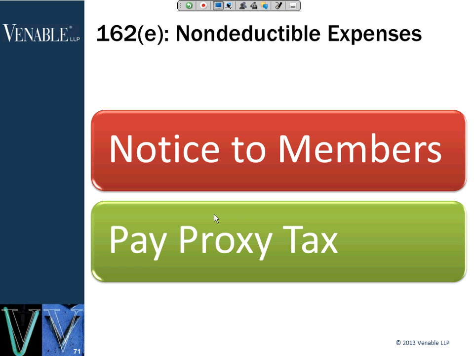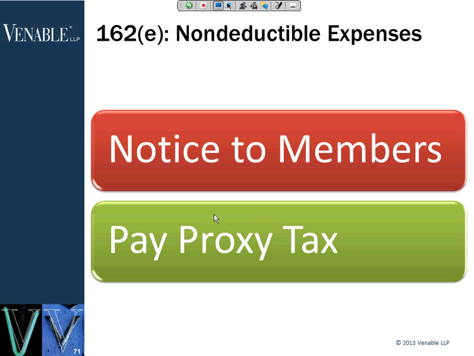If they don't provide this notice of non-deductibility to members, the organization is required to pay what's called a proxy tax to cover the amount of non-deductible expenses that their members are likely now deducting because they don't realize what percentage is non-deductible. The proxy tax is paid at the top corporate rate, which is 35%, and it's paid based on the amount of the organization's lobbying and political activity expenditures in the year.